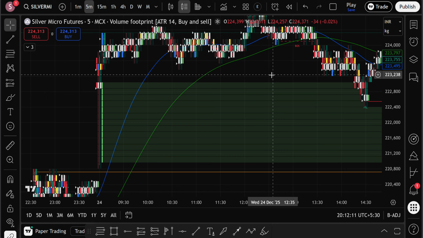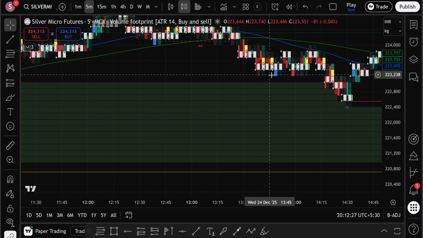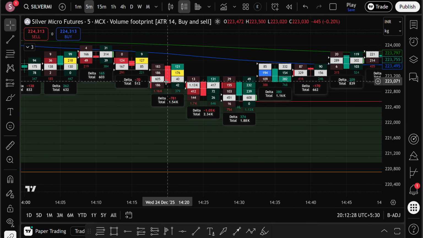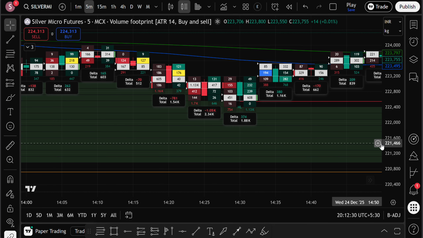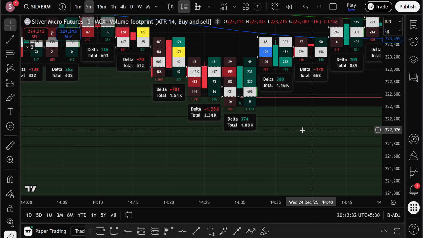Another term you need to understand: the left side will always be the sell transactions, the sell traded volumes, and the buy side volumes will be on the right side. And there is color too. What I would like to show you is here. If you see, this is the particular example.